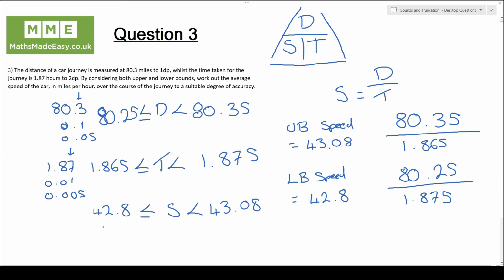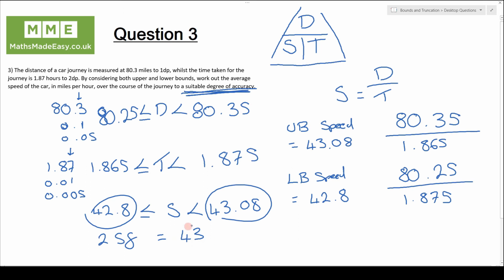The question asks, by considering both the upper and lower bounds, work out the average speed of the car in miles per hour over the course of the journey to a suitable degree of accuracy. So we take a look at both of these numbers, and we can see that both of these numbers rounded to two significant figures is 43. This means that the actual answer for the average speed of the journey is 43 miles per hour, and that is to the degree of accuracy of two significant figures.